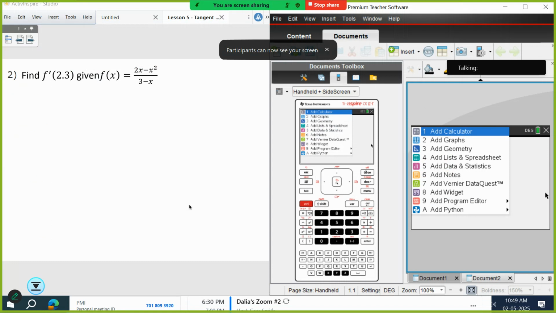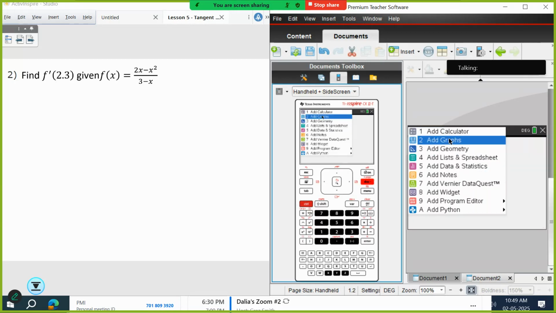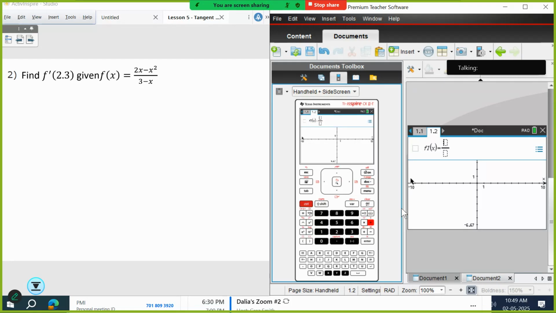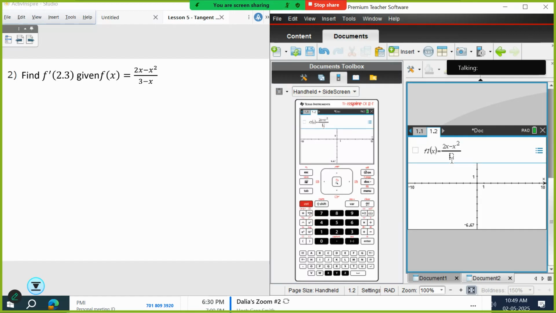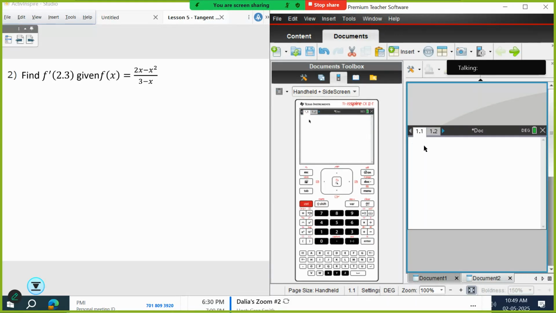Okay, follow me along on your calculator. So let's always start off with a new page. Let's add a calculator page. We can do calculations here. For typing in a function like this one, I generally recommend typing it into the graphing part, especially if we're going to use it a few times. I like to type it in here. So we want control divide, and then we can type 2x minus x squared over 3 minus x. Then move back to your calculator screen.